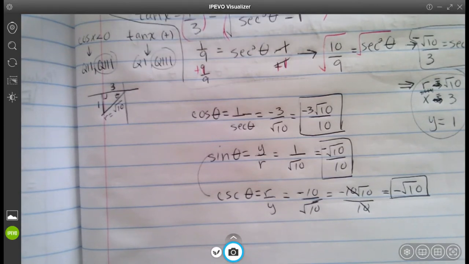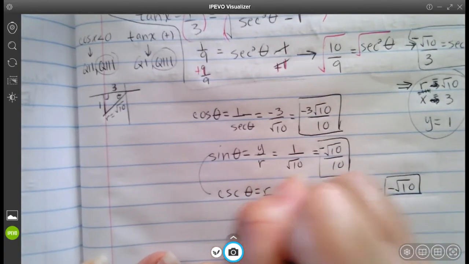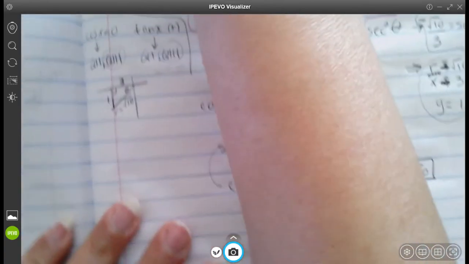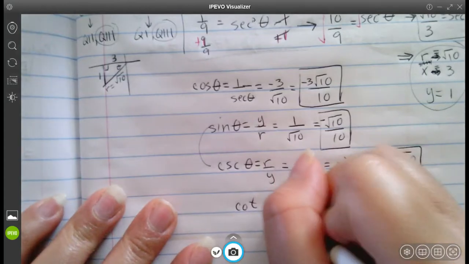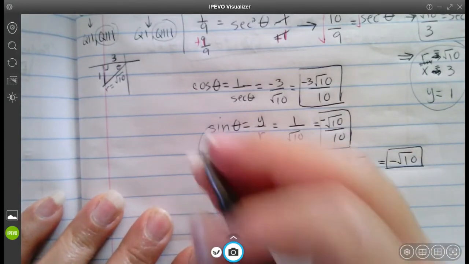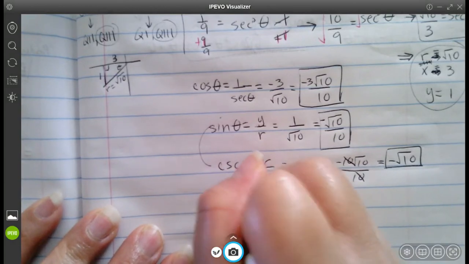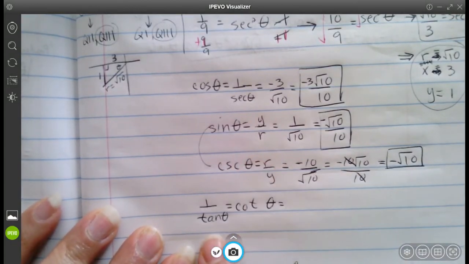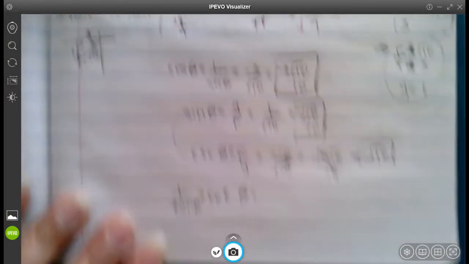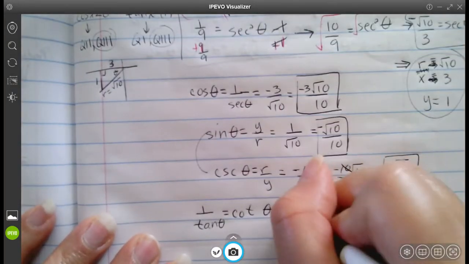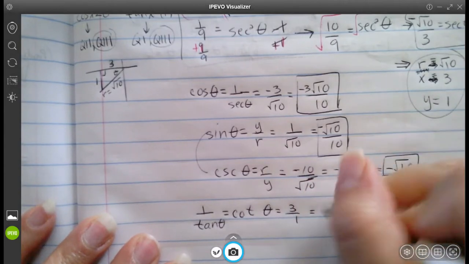And last but not least, we have cotangent of theta. This one's going to be the easiest one of all because cotangent of theta is the reciprocal of tangent. It's just 1 over tangent of theta. And tangent of theta was equal to 1/3. That was what they gave us up here. So all I have to do is flip it, 3 over 1, which is just 3.